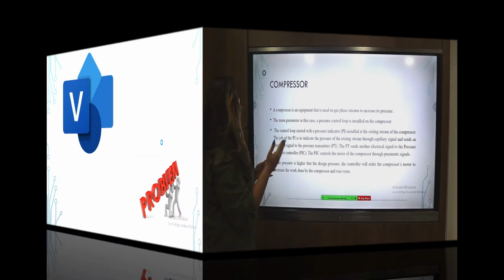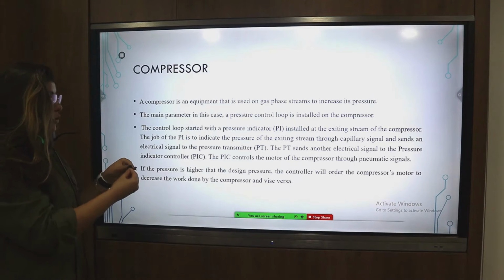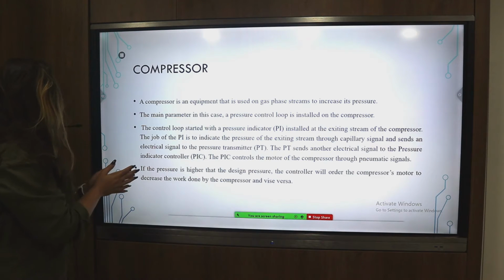The first example we're going to talk about is compressors. Now, a compressor is an equipment used on the gas phase streams to increase its pressure. That's well known. The main parameter in this case is the pressure. So if the main parameter is pressure, that means the control loop that we're going to add on the compressor is, of course, a pressure control loop.